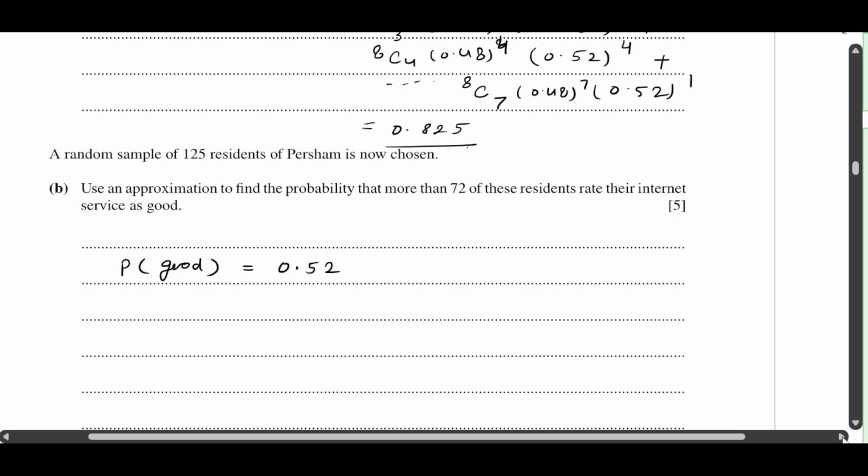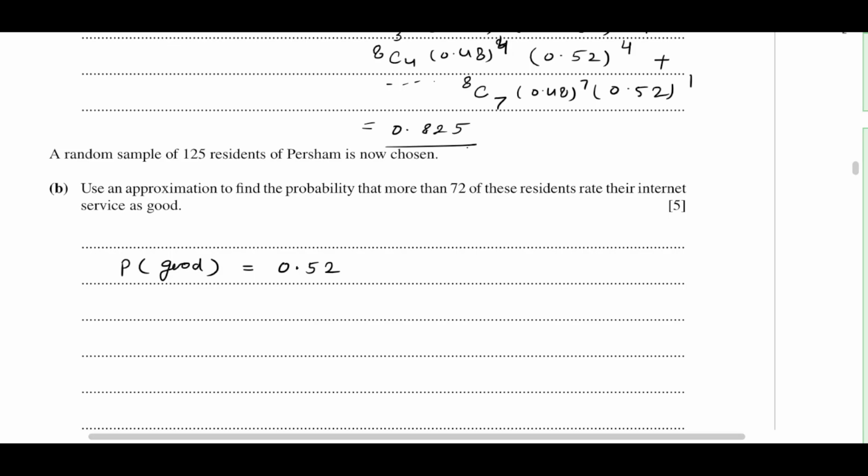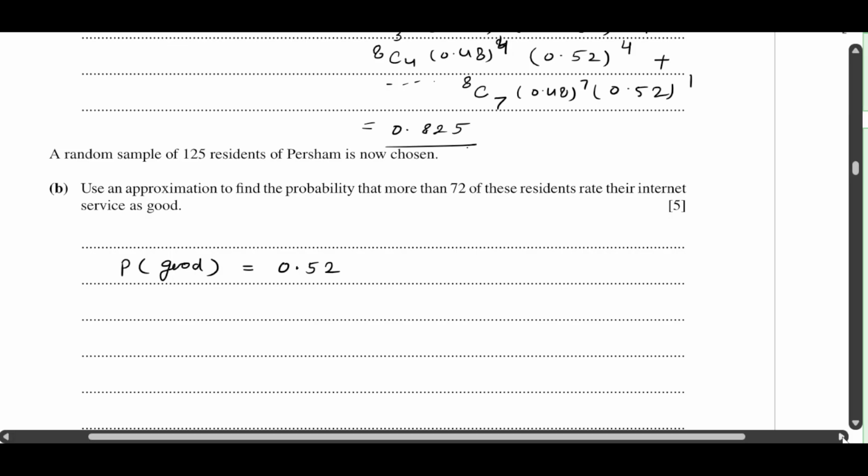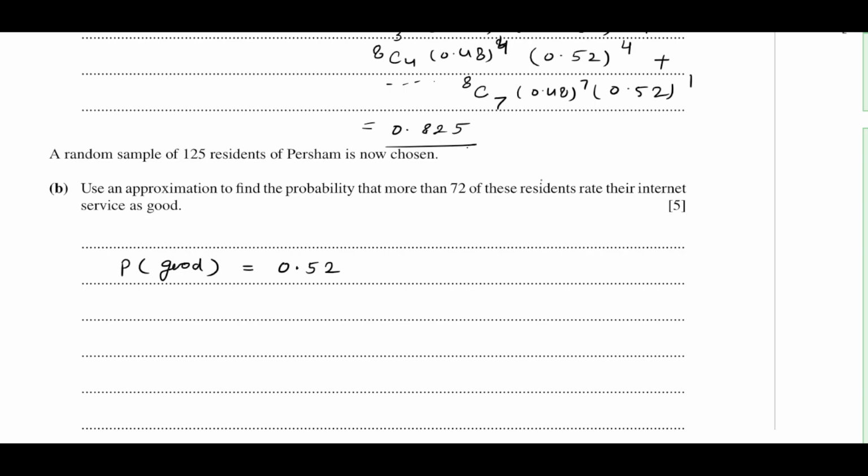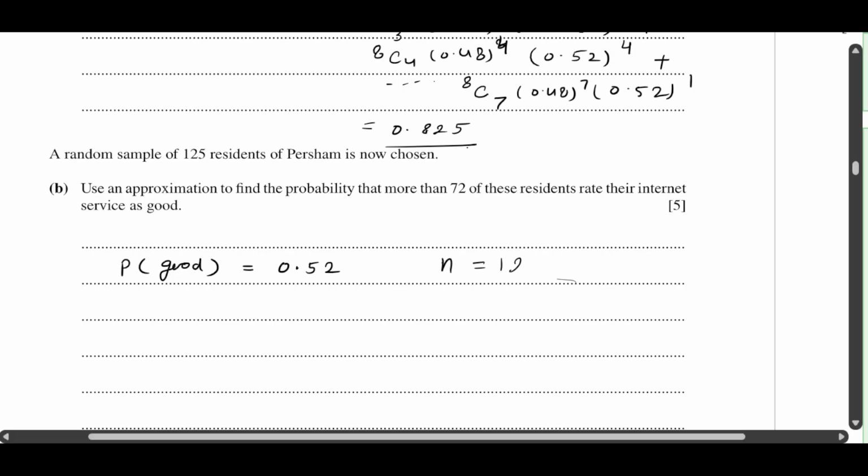Now if I use binomial expansion, it will become too lengthy. So what approximation can we use here? We can use the normal distribution. We have learned that the binomial distribution can be approximated by the normal distribution where the sample size is too big. So p is 0.52 and n over here is 125.